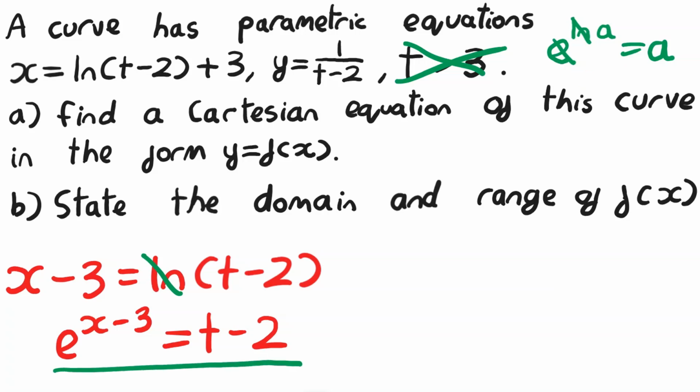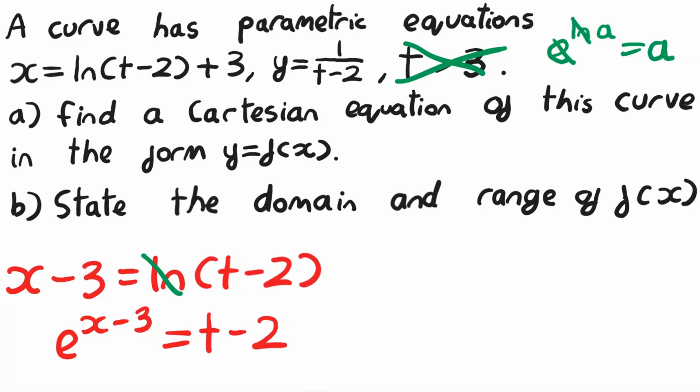So we get that e to the power of x minus 3 is equal to t minus 2. Again, go back to the laws of logs video if you need a reminder of how that works. And normally, as I said, we rearrange in order to make t the subject here, so we'd put the minus 2 on this side here.